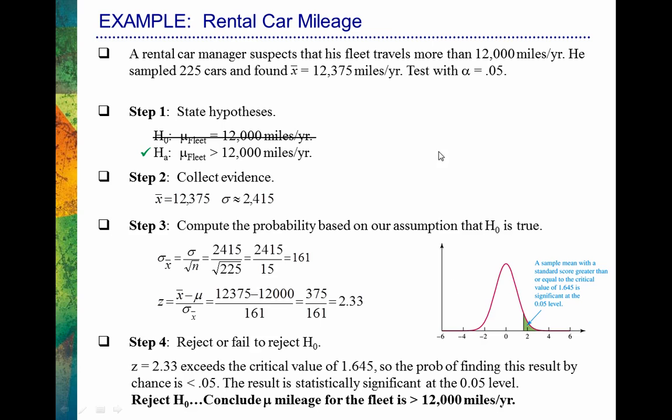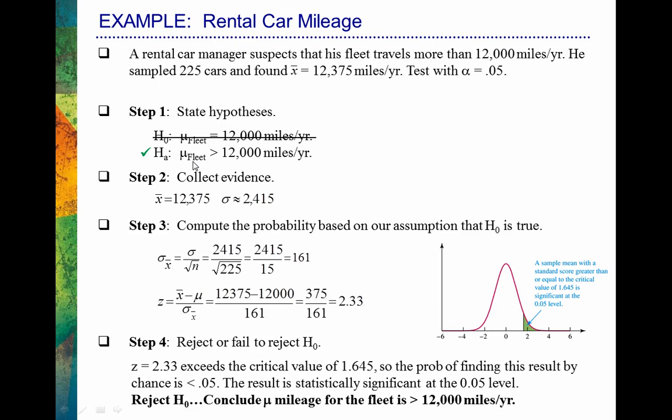So do you see what we're doing? We're using this sample data to learn about the true population mean. And because this sample mean was larger than 12,000, and because it was so unlikely to find that type of difference just by chance, we're able to conclude that the true population mean miles driven for that fleet is greater than 12,000. So with inferential statistics, we use sample data to learn about the populations they represent.